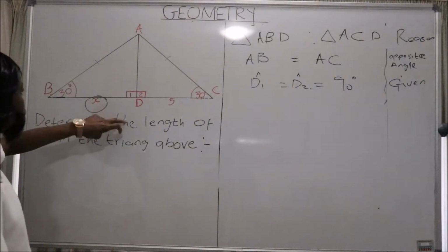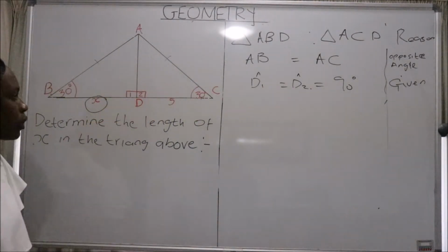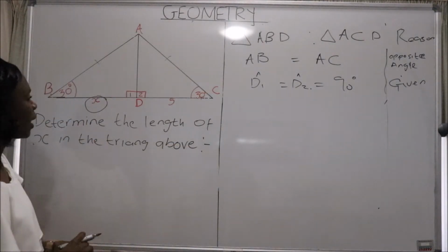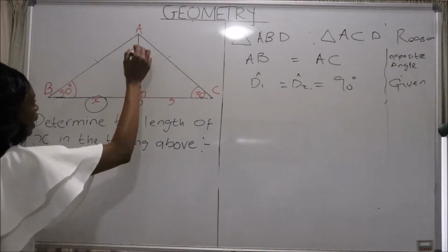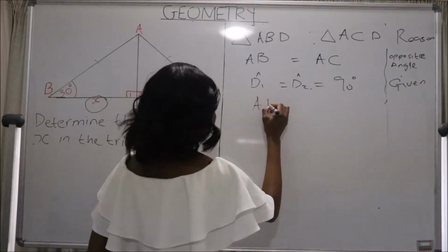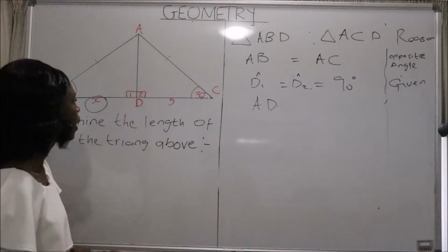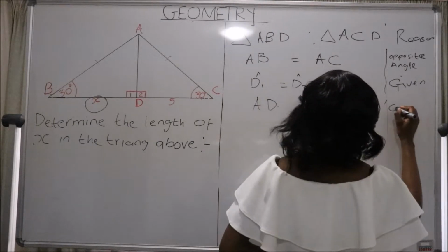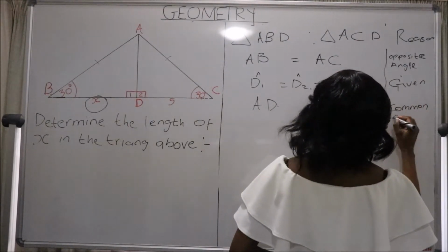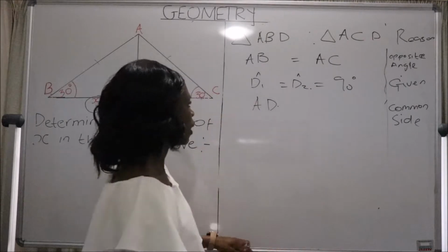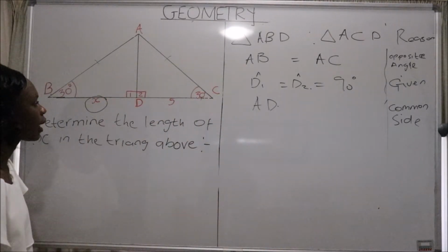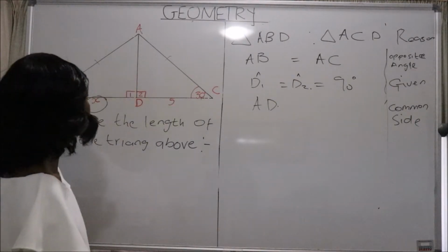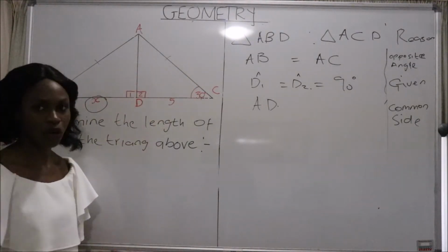Now that we have proved that the hypotenuses are equal, and that this is a right angle triangle, moving on to find another side which is equal, we can prove that AD is equal to AD in both triangles, and the reason is that it's a common side. So we have proved that it's a right angle triangle, the hypotenuse is the same, and another side is also equal in both triangles.